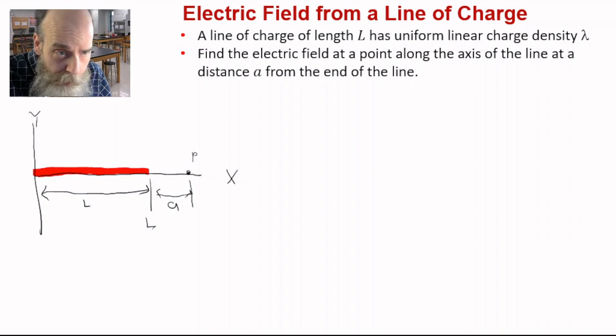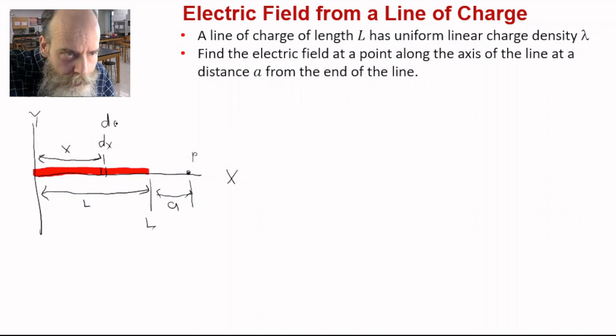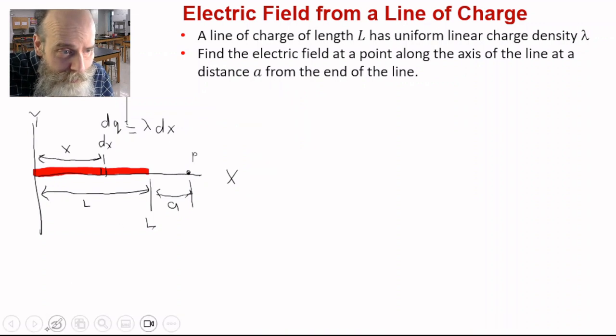Now, to solve this problem, we divide our line of charge into little microscopic lengths, dx. So here's an example. Here's the dx. And that dx is located at a distance of x from the origin. And the charge in that length of dx is dq, which is given by lambda, the charge per length, times dx, the length.